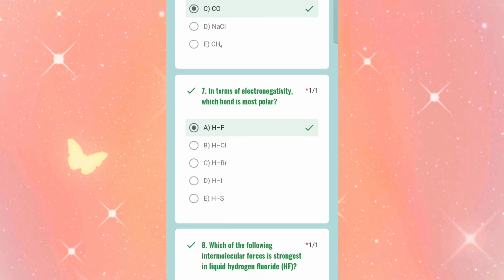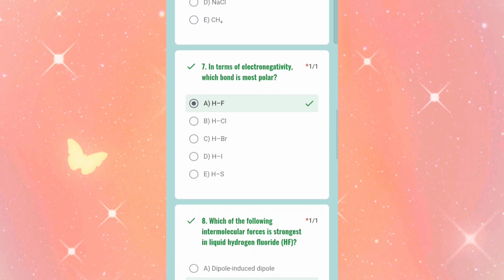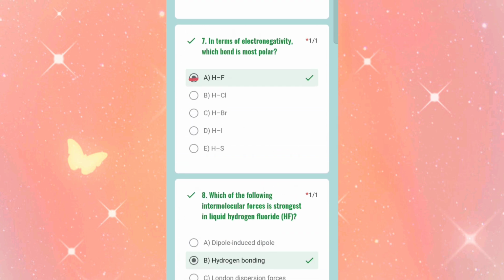In terms of electronegativity, which bond is most polar? The higher the electronegativity difference, the more polar the bond. You can see fluorine is the most electronegative atom, so this bond will be the most polar bond out of all these bonds. Okay, so the correct answer will be A.